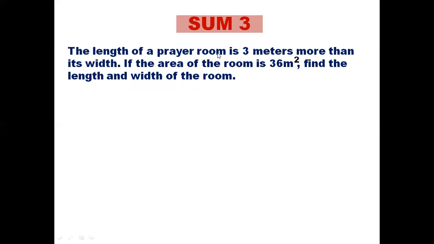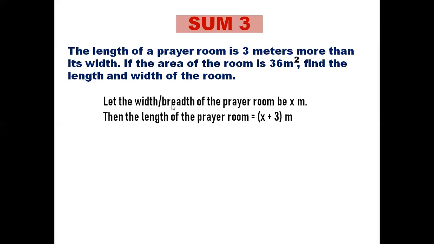Now moving on to sum 3. The length of a prayer room is 3 meters more than its width. If the area of the room is 36 meters square, find the length and width of the room. Now let the width or breadth of the prayer room be x meters. Right? Now the length is 3 meters more. So we write x plus 3 meters, right?